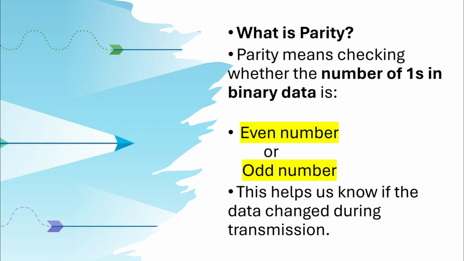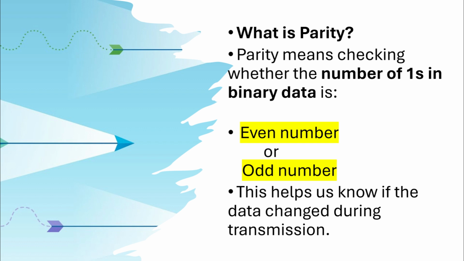Now look at this binary number. 1011. Count the ones. 1, 2, 3. 3 ones. 3 is an odd number. So we say this data has odd parity. That is literally all parity means. Even number of ones or odd number of ones. Nothing more. No hidden complexity.